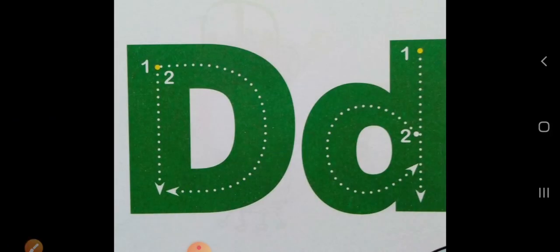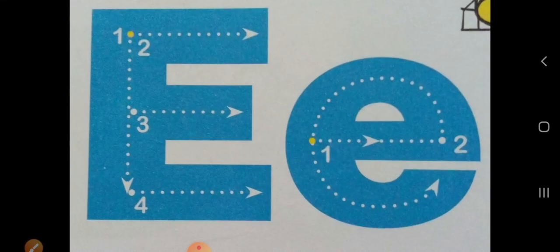And which letter is this? D, D. Say D, D. D, D, dog. D, D, drum. Capital D and small d. Yes. Uppercase D and lowercase d. Moving to another letter. E, a, elephant. E, a, yes, egg.